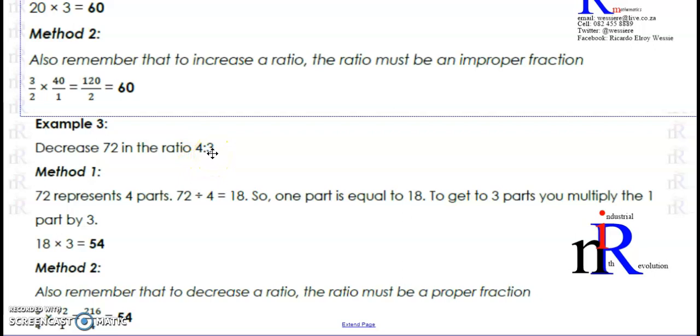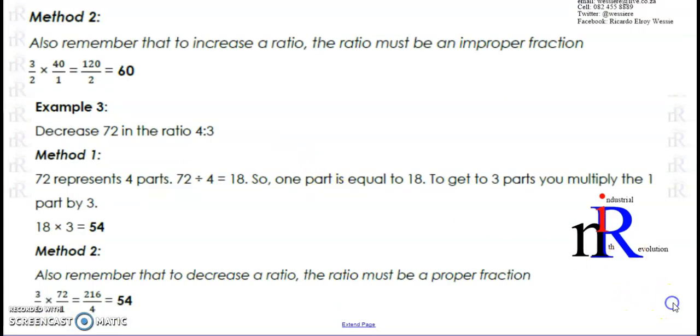So 72 divided by 4 is 18. 18 multiplied by 3 is 54. I hope this is clear. And if there are any questions, feel free to practice this over and over until you get it right. The most important thing, if it's increase, it must be an improper fraction. If it is decrease, it must be a common fraction.